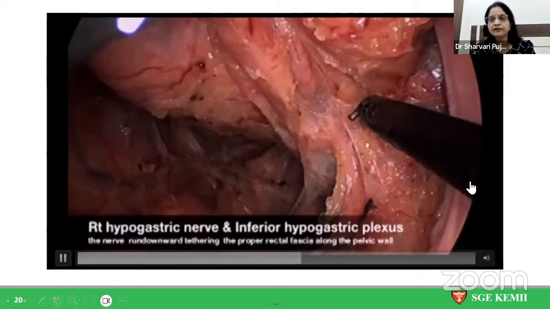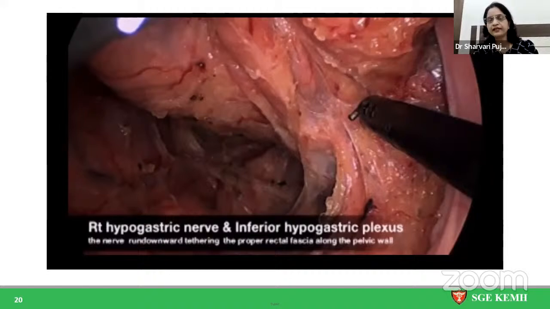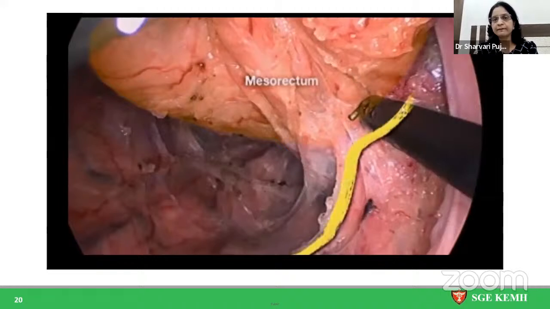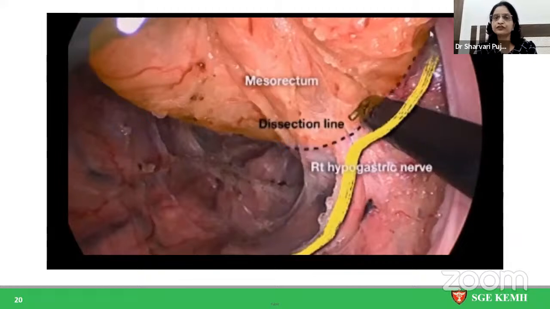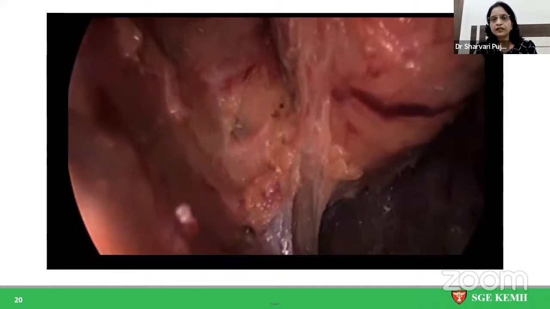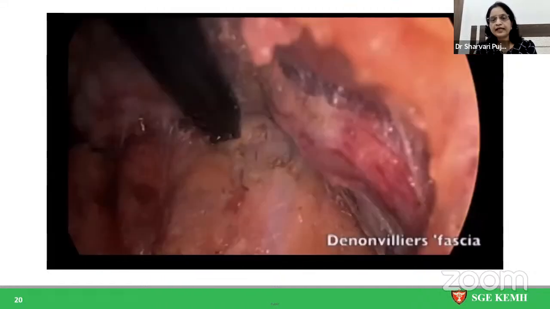This is the nerve, and if there is excessive traction, the nerve gets tented and pulled towards the mesorectum. Then there is a chance of injury to the right hypogastric nerve and the plexus. But there lies a triangular area, and the dissection should push the nerve and plexus laterally, like this. This is the right hypogastric nerve, and the line of dissection should go just near the mesorectum.